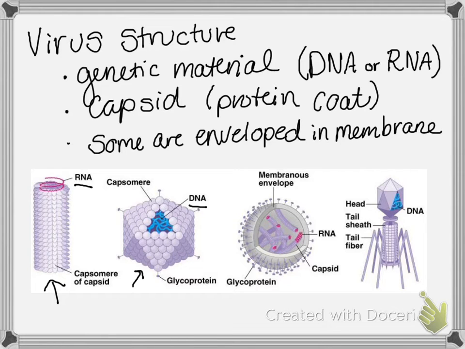Some viruses have a membrane around them. They have a membrane envelope that they pick up from the cells that they infect. And this one right here, which we will be talking a lot about because a lot of experiments are done with this thing that looks kind of like a moon lander, is called a bacteriophage. So this is a virus that specifically attacks bacteria cells. So viruses: protein coat, some sort of genetic material on the inside.